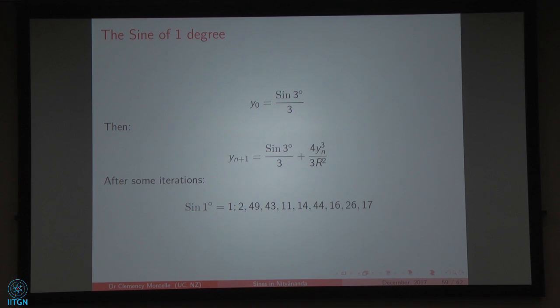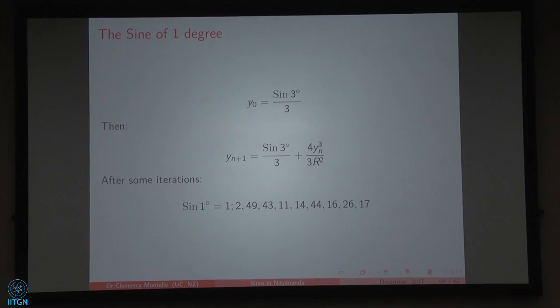After some iterations, though, we see that we get the sine of 1 degree to be 1, 2, he gives it 49, 43, 11, 14, 44, 16, 26, 17. Of course, his table only goes to the 11, but that perfectly explains the number for the sine of 1 degree that we see in the table.